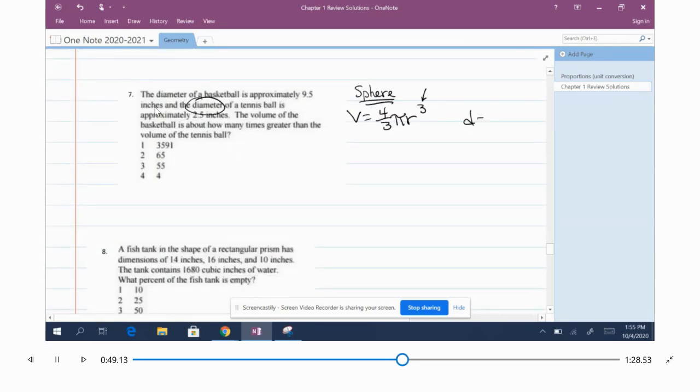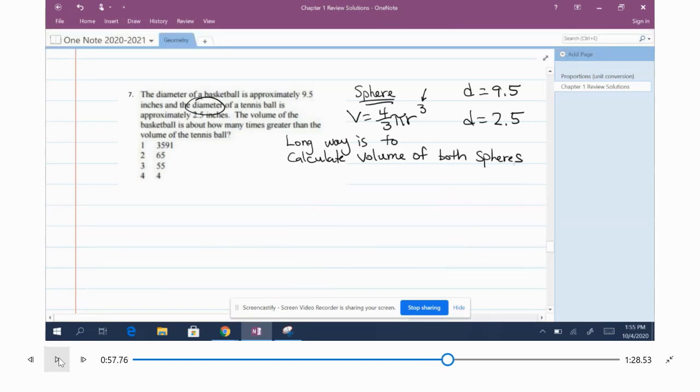Okay, so for number 7, they're giving us a diameter for a basketball and a tennis ball. Got it. Okay, one's significantly bigger than the other. And they want to know how many times greater the volume of the basketball is compared to the tennis ball.